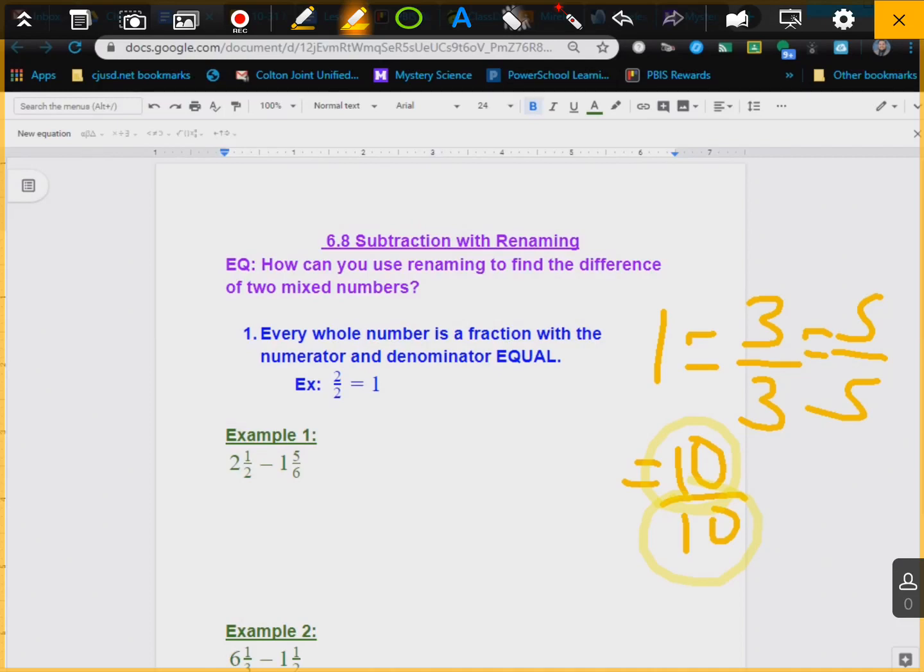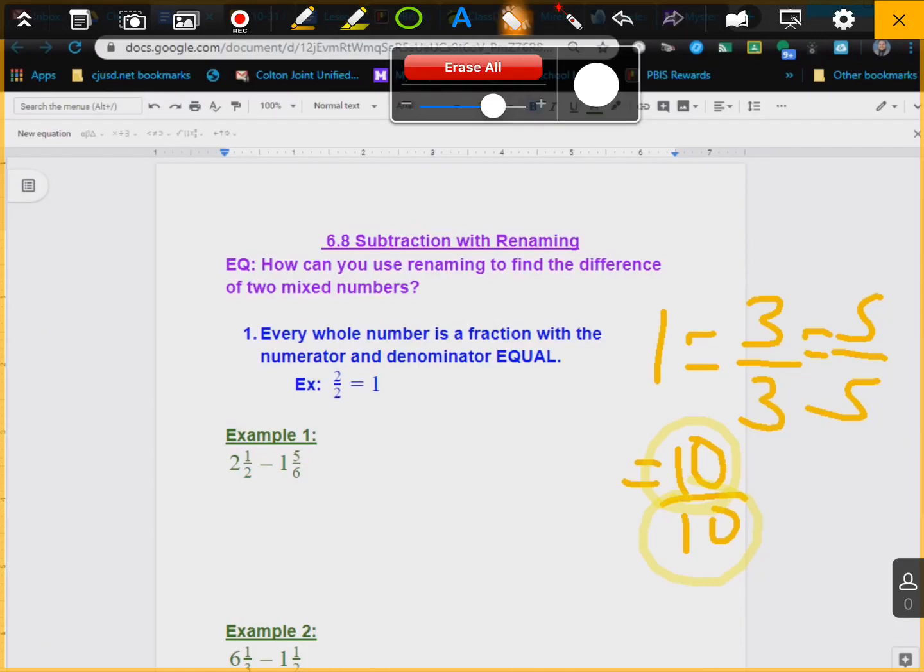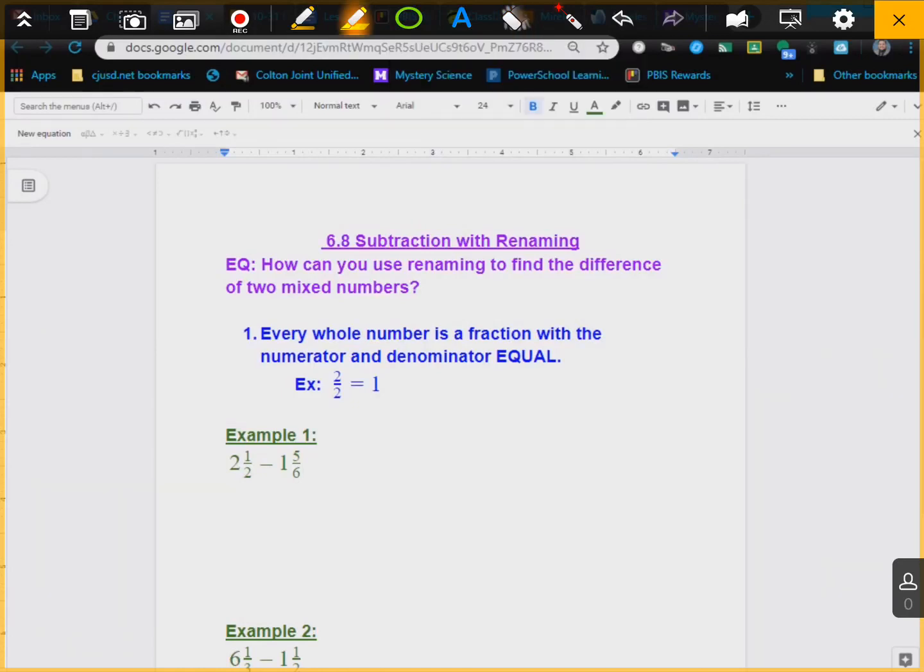So, we got a couple examples today, only 2 examples. Let's go ahead and get started. The reason why we need to know about this renaming, which is also known as regrouping, is that when we subtract, we're going to have to use the whole numbers in order to regroup. And I'll show you what I mean with the first example.